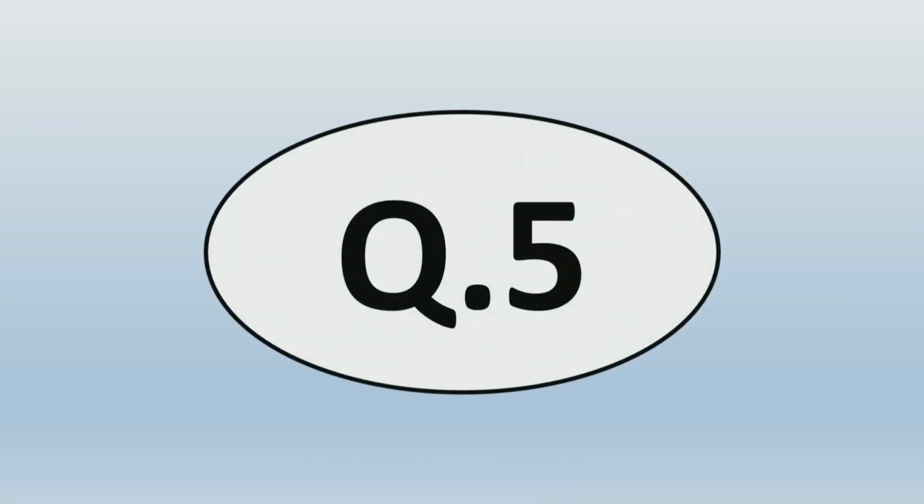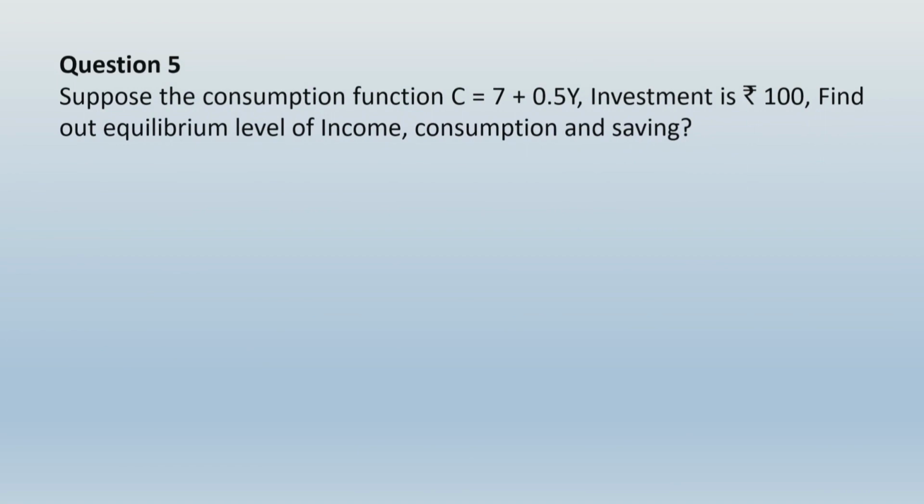Let us move ahead and take up the next question. That will be question number 5. Let us read this question. It says, suppose the consumption function C equals to 7 plus 0.5Y, investment is rupees 100, find the equilibrium level of income, consumption and savings. So the point is very clear. Consumption function is given, investment is given, and you know one thing, that aggregate of consumption plus investment will eventually give you the national income, correct? That is Y. So very easily you can present the solution over here.